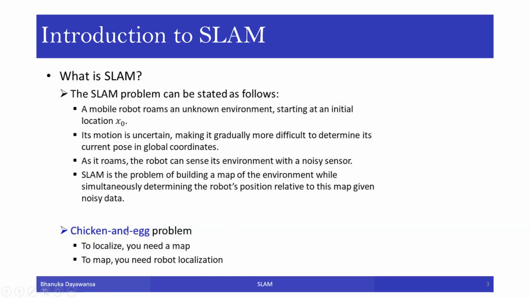I have done this. So it's a chicken and egg problem, right? Which came first, chicken or the egg? Something like that. You have to localize. To localize, you need the pose. To map, you need the localization, right? So this actually has to happen simultaneously. So this is how it's done.